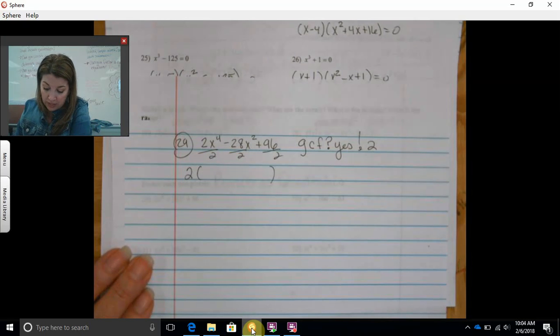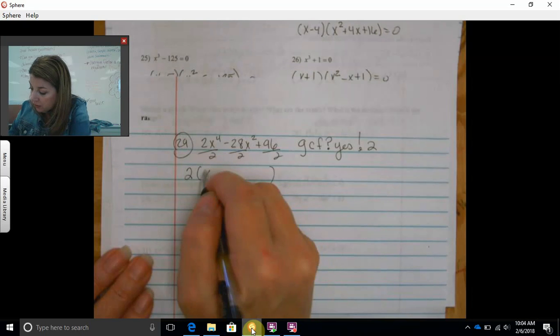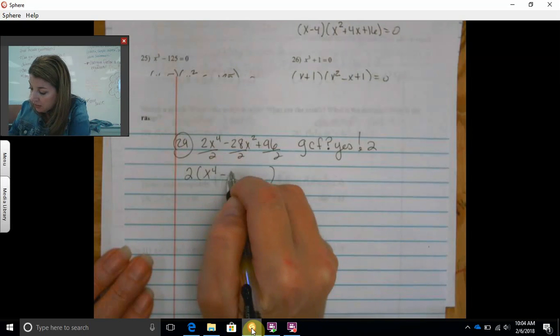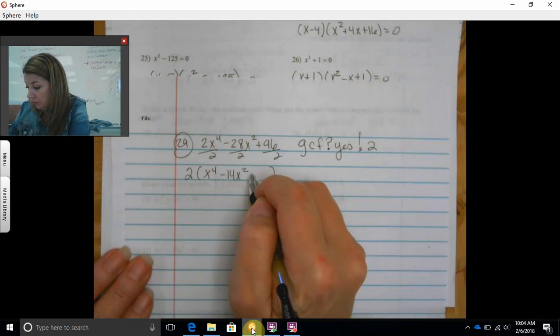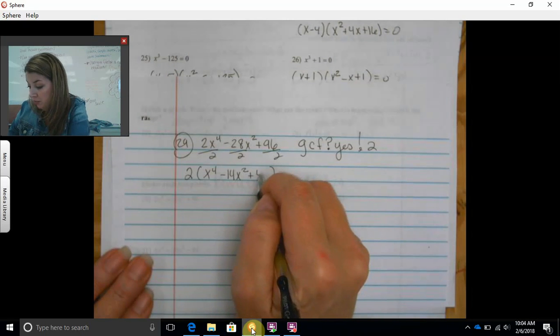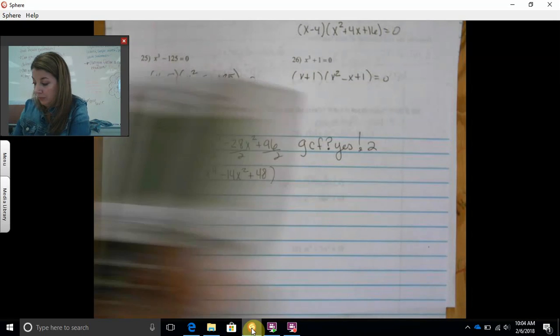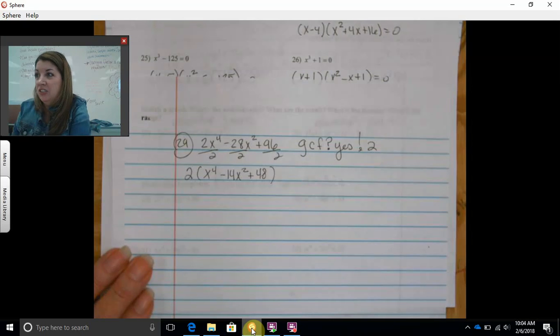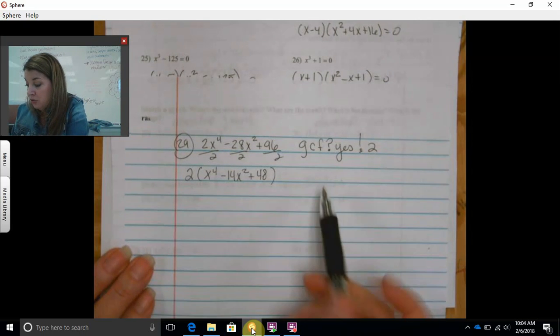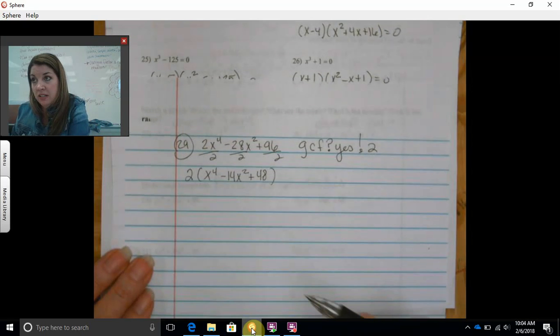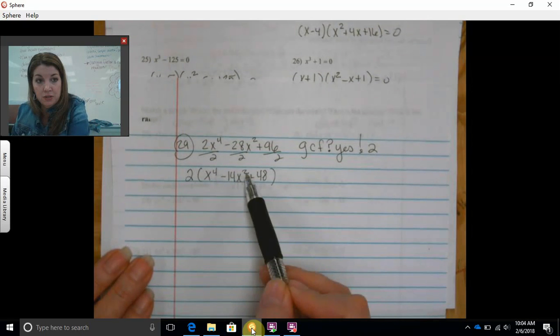What do we have left? x to the 4th minus 14x squared plus 48. Already did that in the calculator. Boom. That's not cheating. You're allowed to use your calculator. Okay, inside parentheses, are we still going to rewrite that as a quadratic? Yeah, because I still have 4 degrees, 2 degrees, and 0.